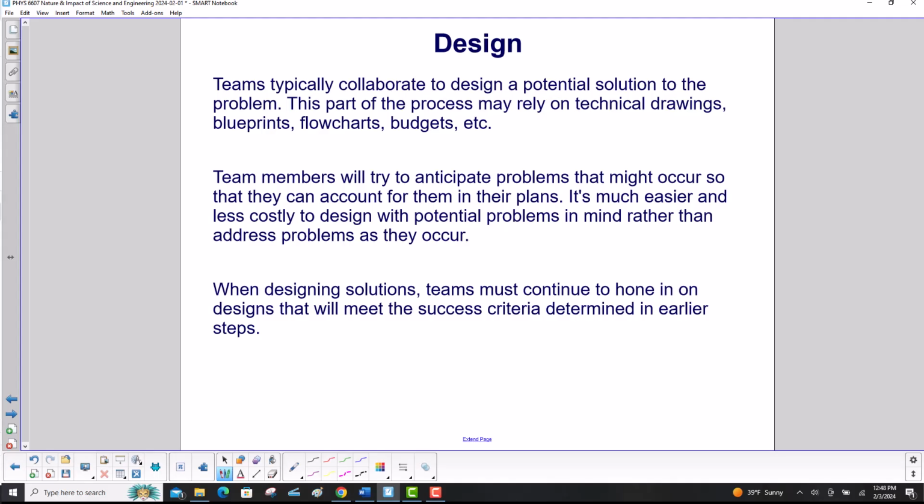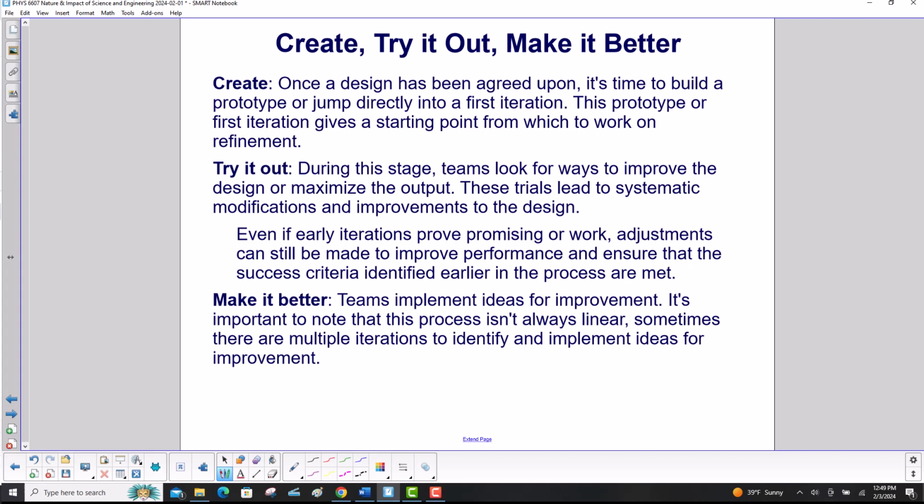Teams typically collaborate to design a potential solution to the problem. This part of the process may rely on technical drawings, blueprints, flowcharts, budgets, etc. Team members will try to anticipate problems that might occur so that they can account for them in their plans. It's much easier and less costly to design with potential problems in mind rather than address them as they occur. When designing solutions, teams must continue to hone in on designs that will meet the success criteria determined in earlier steps. Last 3 steps. Create.